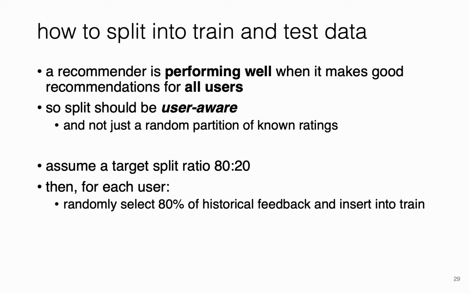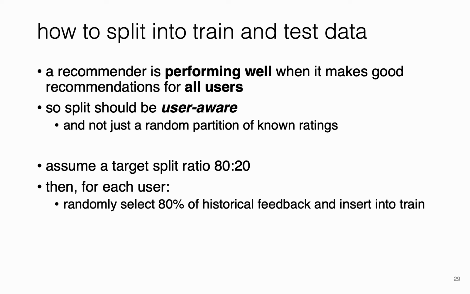The previous discussion about train-test split applies in general to machine learning algorithms. When evaluating recommenders, we should pay some additional attention. A recommender is doing well when it makes good recommendations for all users. This means we want to make sure we get a measure of performance for each user. So the test dataset should contain ratings from all users.